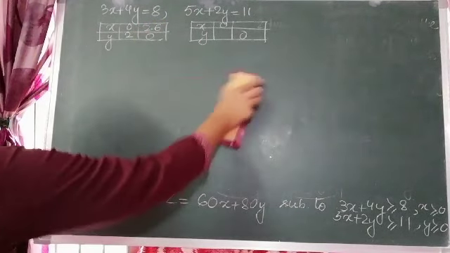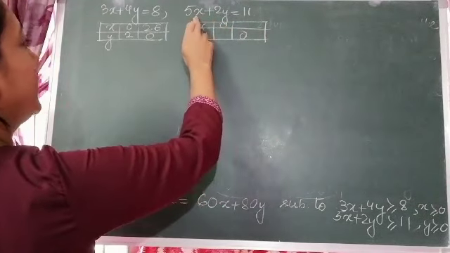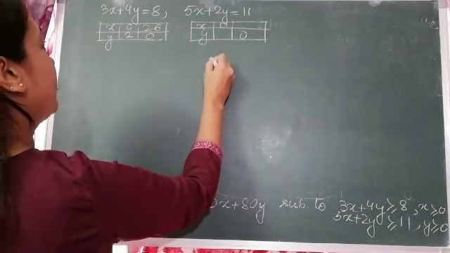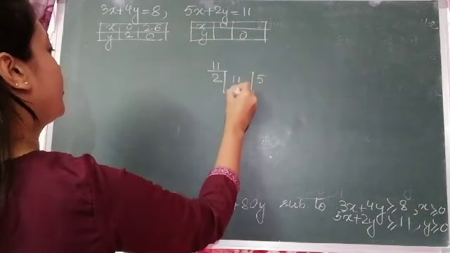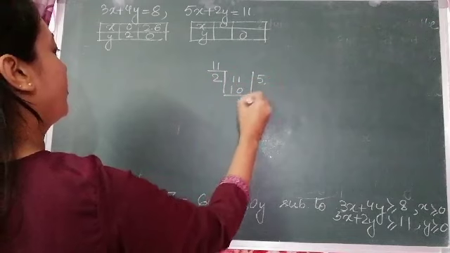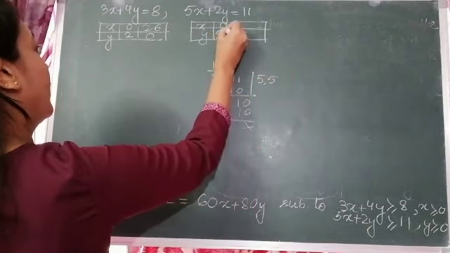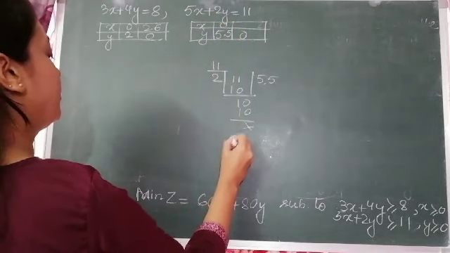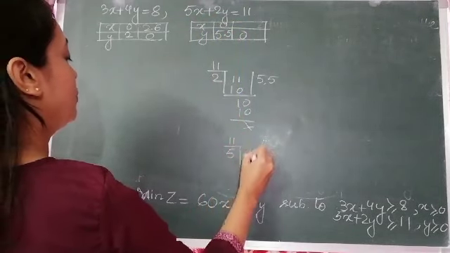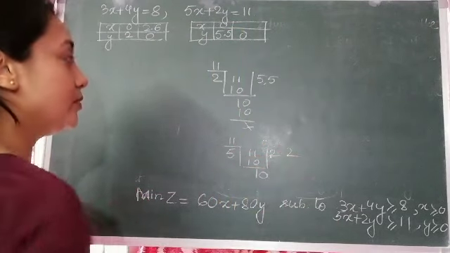Next, if you put x equals 0 here, then y will be equal to 11 by 2, which is equal to 5.5. And if you put y equals 0, then x will be equal to 11 by 5. That will be equal to 2.2. Right?